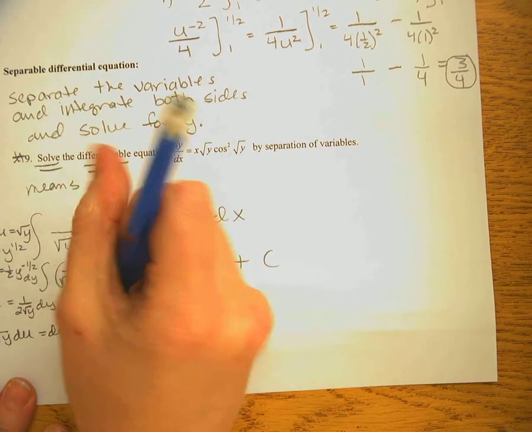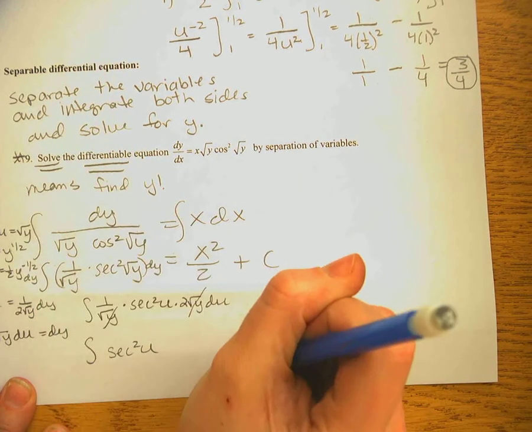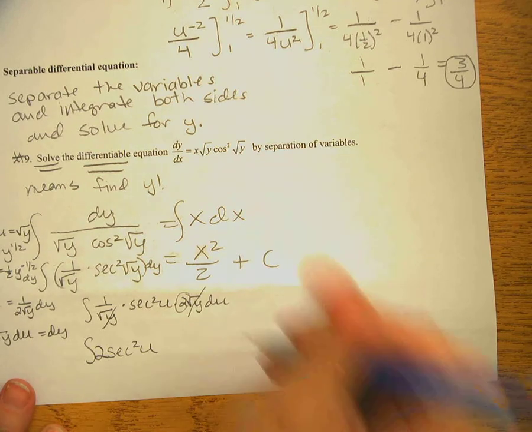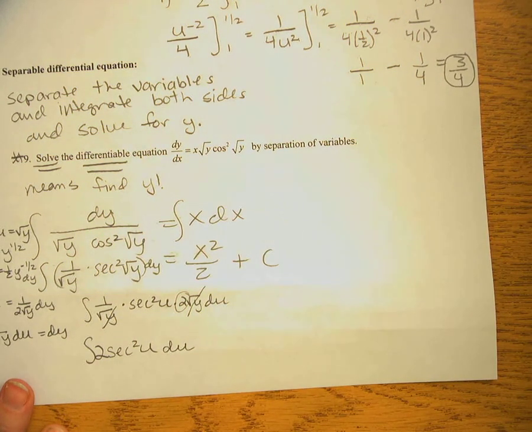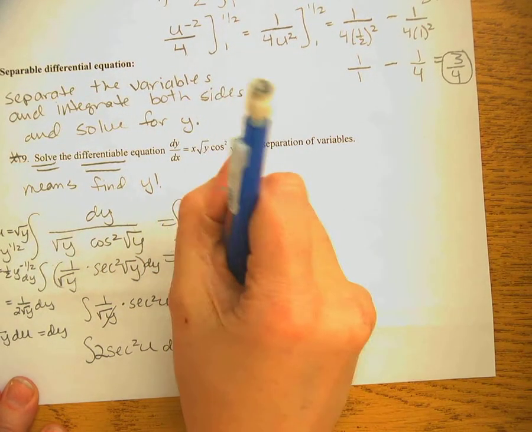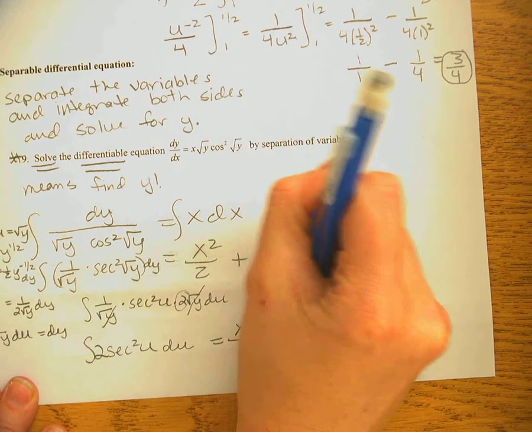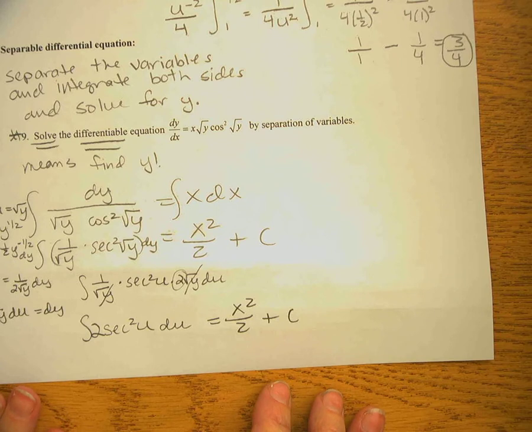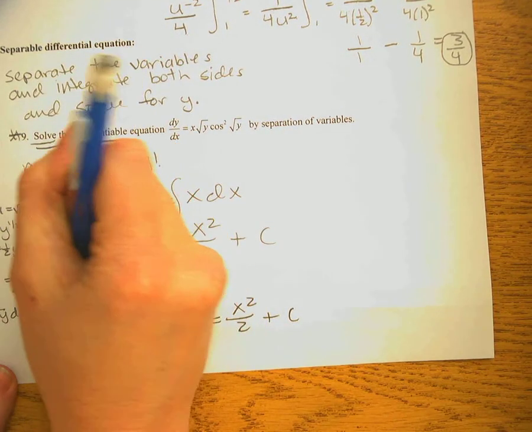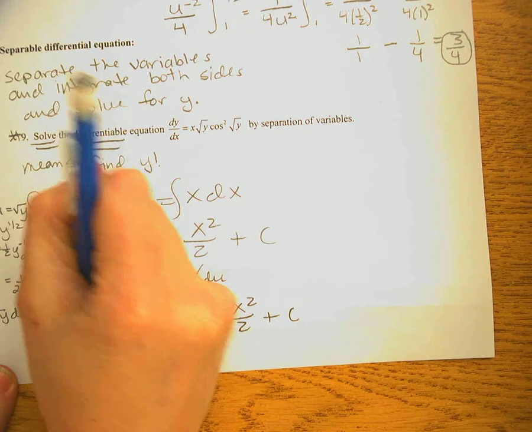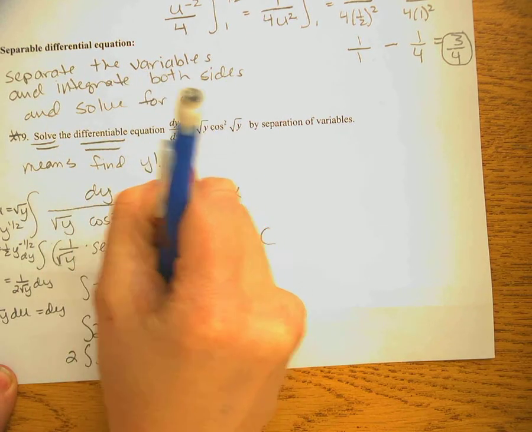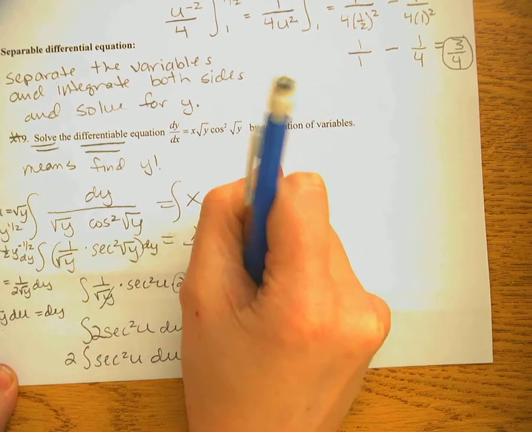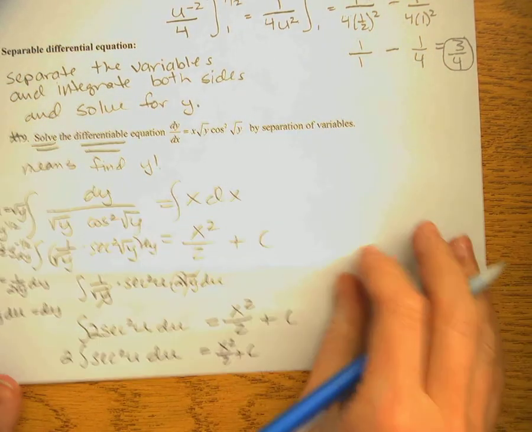And I have the integral of secant squared u, 2, because there was a 2 there, 2 secant squared u du. Okay, meanwhile, back at the ranch, we still had x squared over 2 plus a constant. Whew, almost done. Okay, so let's take the 2 out of here. And I got this equals that. And I'm going to move this over here.